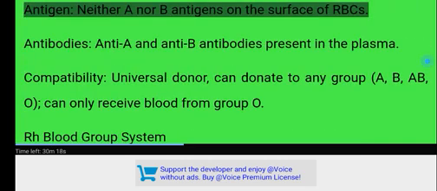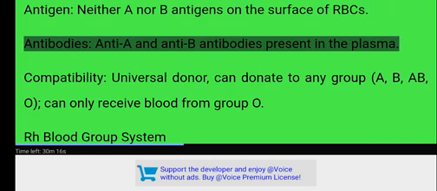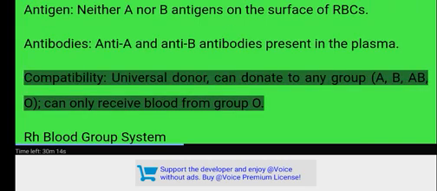Group O. Antigen: neither A nor B antigens on the surface of RBCs. Antibodies: anti-A and anti-B antibodies present in the plasma. Compatibility: universal donor. Can donate to any group, A, B, AB, O. Can only receive blood from group O.